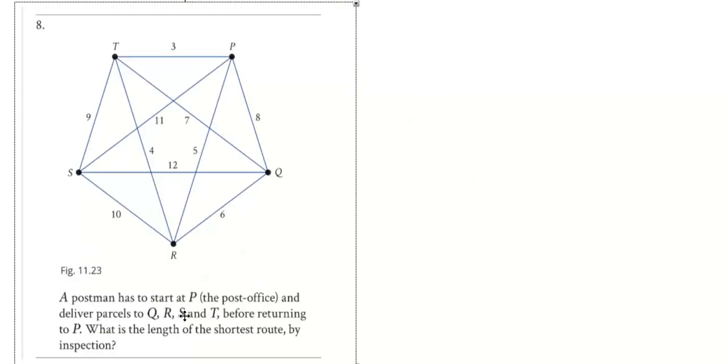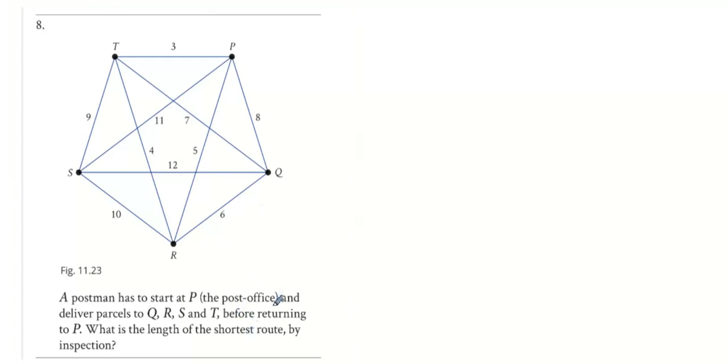A postman has to start at P at the post office and deliver parcels to Q, R, S, and T before returning to P. What's the length of the shortest route by inspection? So we have to go P, and then we have to return all the way around. And we're going to have to go through R. So I'll just highlight the parts we have to go through. We have to go through R, Q, S, and T. What would be the fastest way to do this is sort of what we're getting asked to do here.